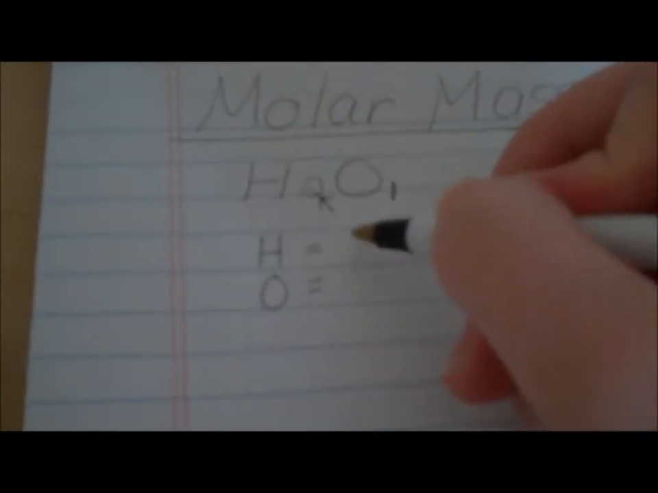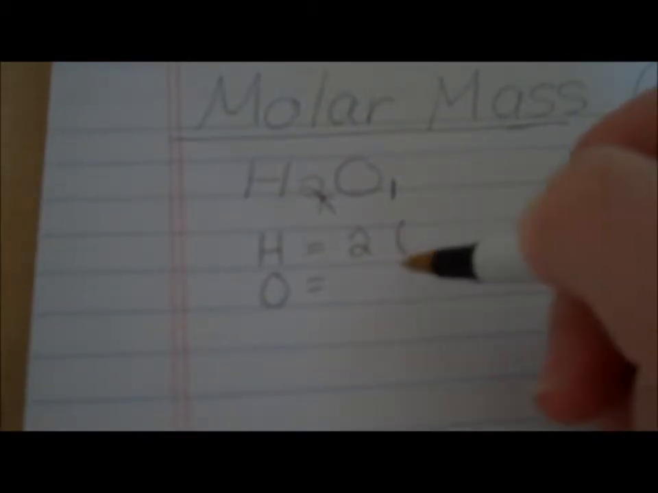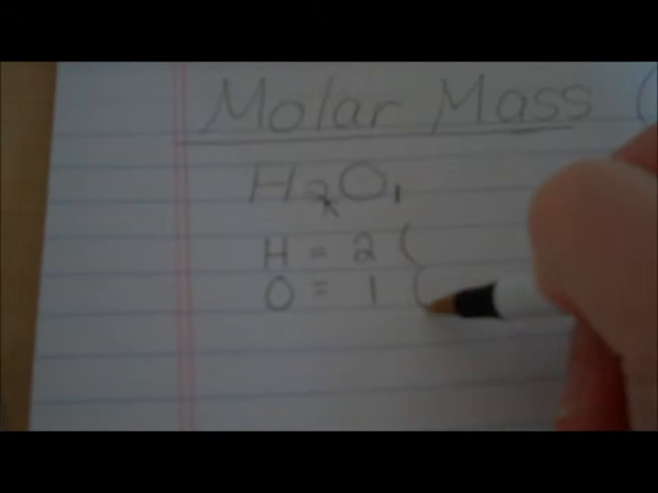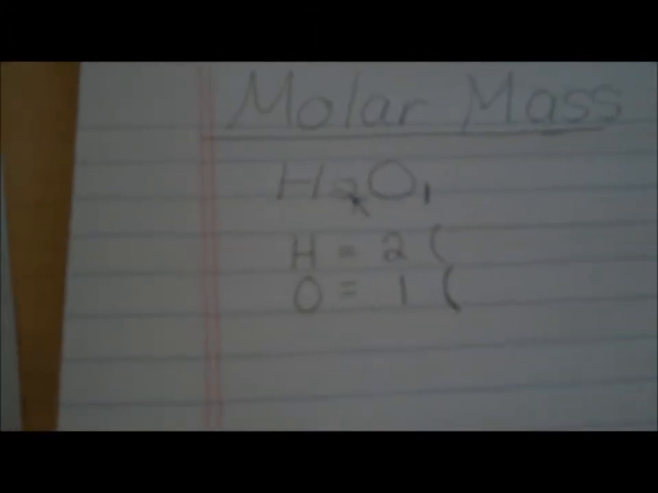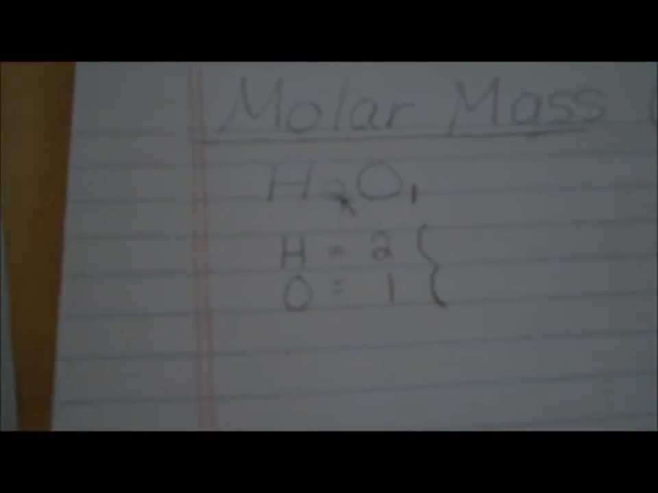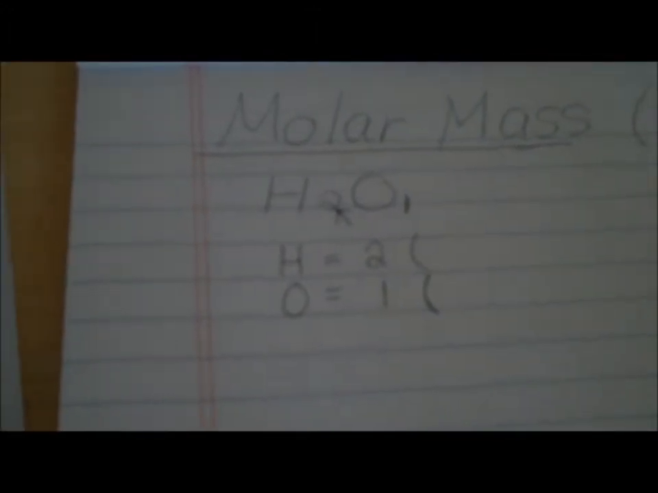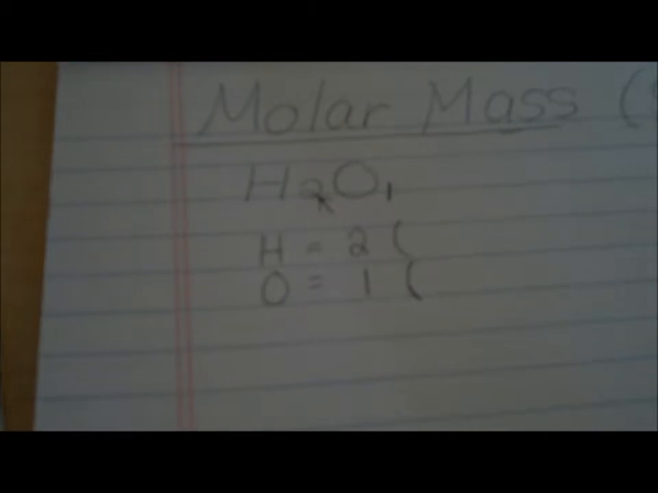So H has 2 times whatever its atomic mass is. Oxygen's just going to have 1. Now, as a beginner, I suggest that you keep the 1. Once you get more in depth with molar mass, or you feel more comfortable, you don't have to have that 1.